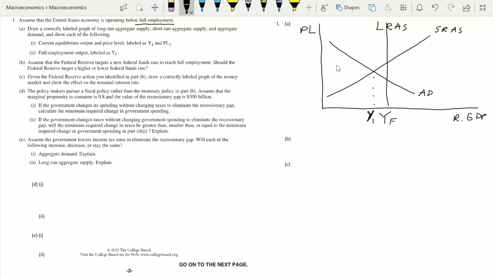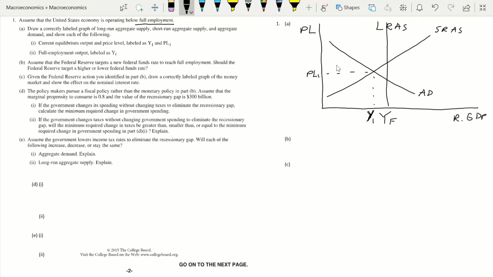We have lots of unemployment still. We were in double digits back in March and April, right? And we're still in a recovery. So right here, this is our recessionary gap, that distance between Y1 and YF. That's called our recessionary gap. We see we're going to have a price level over on our y-axis of PL1.